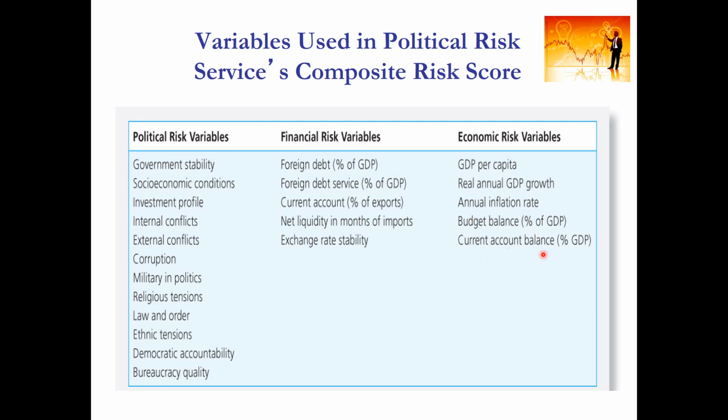So what they actually do is they provide a score for each of these factors under each of these risk categories. By combining all these scores, they will get a composite score for political risk, a composite score for financial risk, and a composite score for economic risk. And finally, by combining all these factors, they will get a grand score for the country risk, which will range from very low risk to high risk.